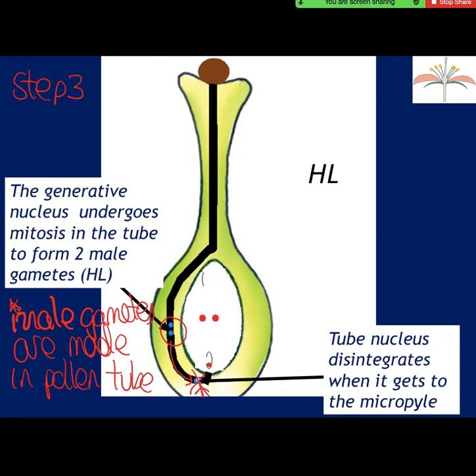So the tube nucleus makes the tube from the top in the stigma all the way to the ovary and then disintegrates, and the generative nucleus follows the tube nucleus and undergoes mitosis to actually make your male gametes in the tube.